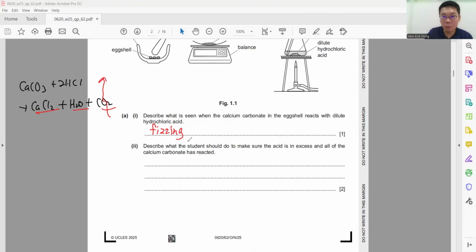Number 2: describe what the student should do to make sure the acid is in excess. This is to ensure calcium carbonate is fully used up. It will cause fizzing when we still have calcium carbonate with HCl. Then we just add excess HCl until no more fizzing.